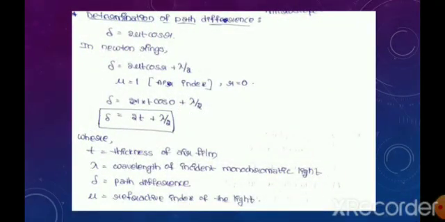Determination of path difference. Delta equals 2 mu t cos r. In Newton rings, delta equals 2 mu t cos r plus lambda by 2. Mu equals 1, that is the air index, and r equals 0. Delta equals 2 into t cos 0 plus lambda by 2. Delta equals 2t plus lambda by 2, where t is the thickness of the air film, lambda is the wavelength of monochromatic light incident on the lens, delta is the path difference, and mu is the refractive index of the medium.